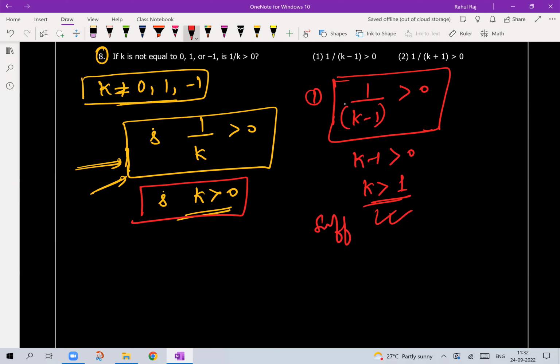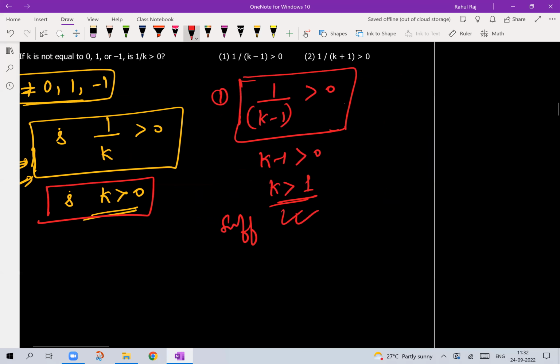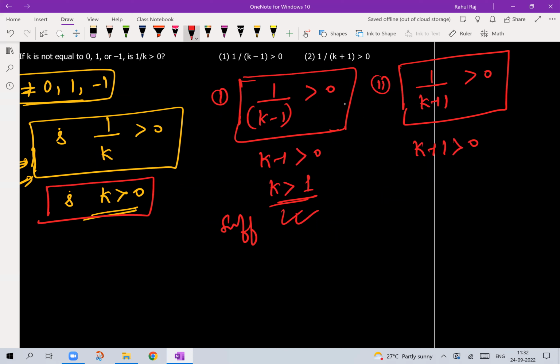Any doubt, anybody? Option number 2 says what? 1 over k plus 1 is greater than 0. When is this condition possible? When the sign of numerator and denominator are the same. So for this condition to be possible, k plus 1 should be greater than 0. That is, k should be greater than negative 1.